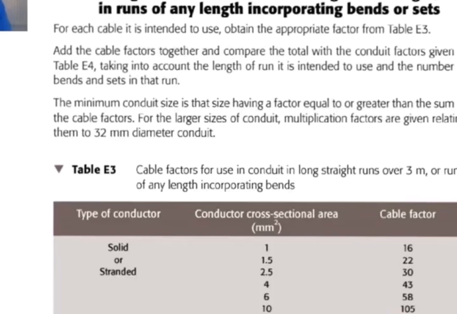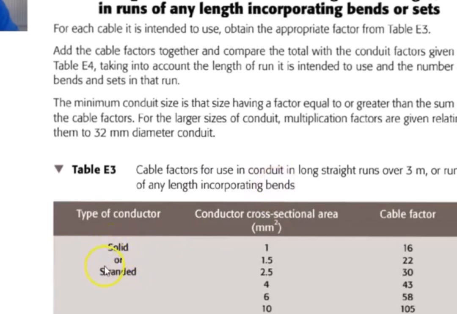Now, what if I want to install a system that is longer than 3 meters or incorporates a bend of any kind within that system? So I now need to move on to tables E3 and E4, still in Appendix E. And so if we look here at table E3, cable factors for use in conduit in long straight runs over 3 meters or runs of any length which incorporates a bend.